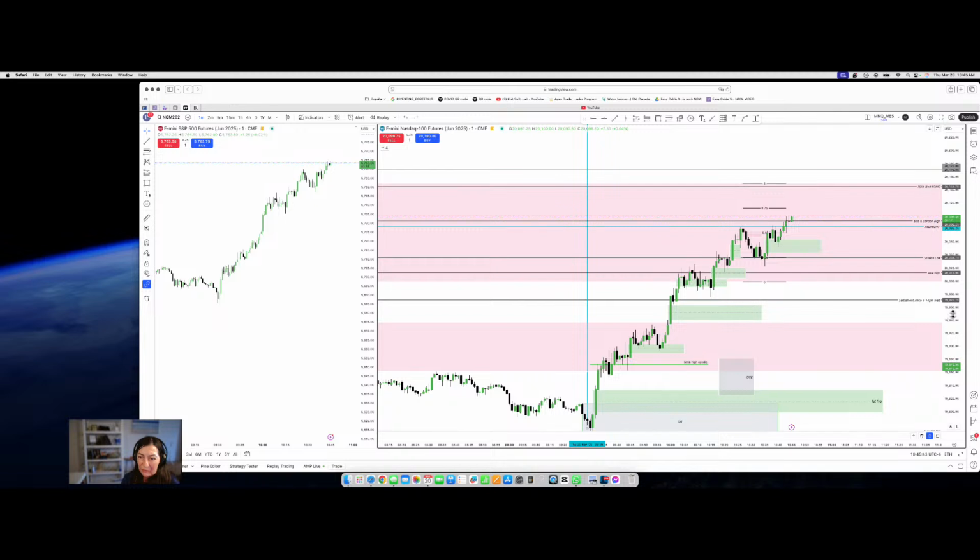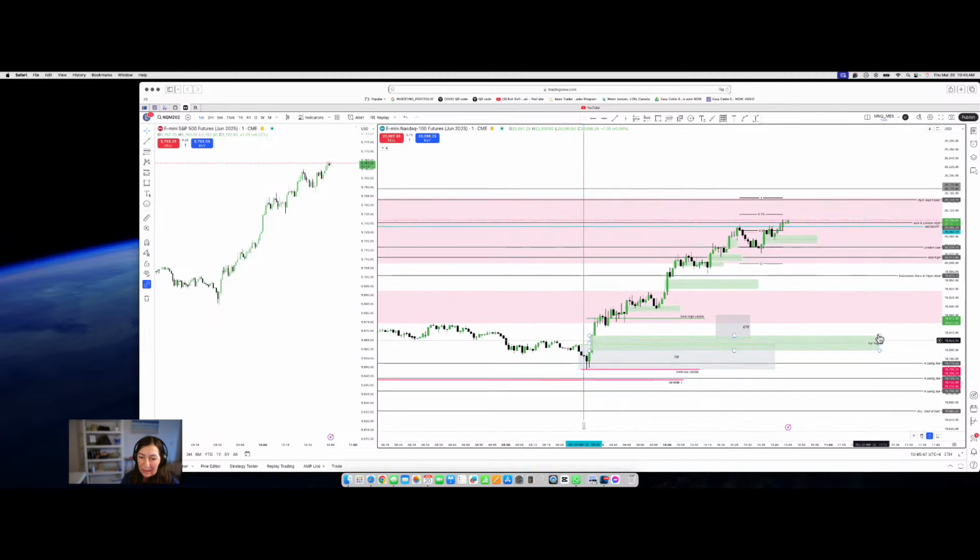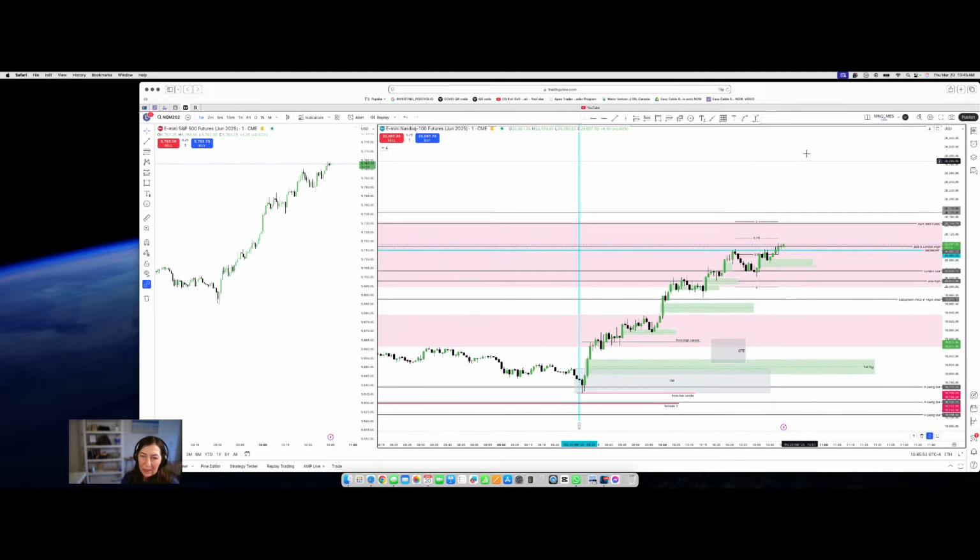We've just pushed above midnight again, and I say this every day. When price is below midnight, we want to buy. When it's above midnight, we want to sell.